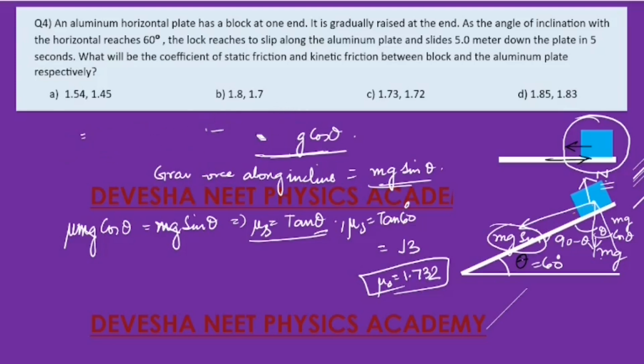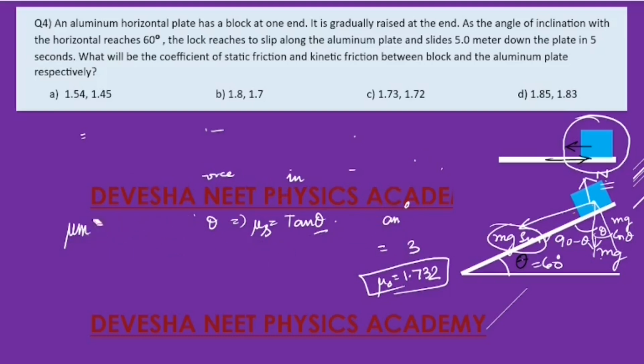The first part of the problem we have been able to solve: mu static is equal to 1.732.